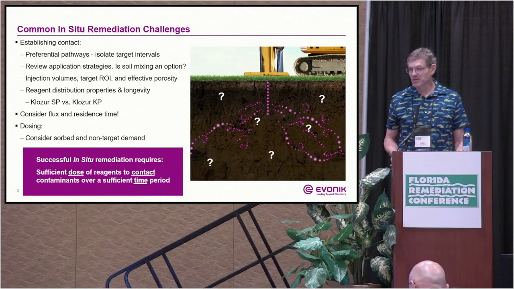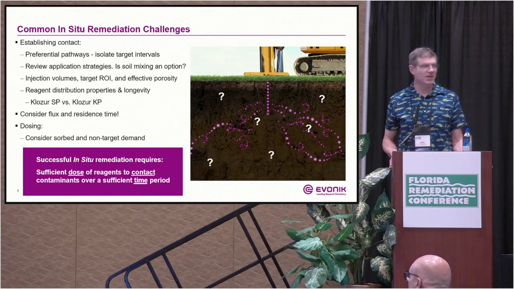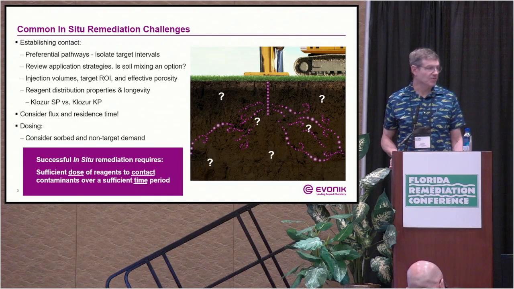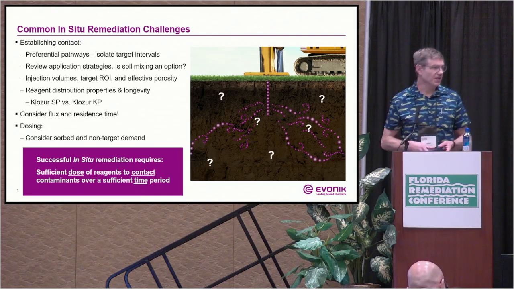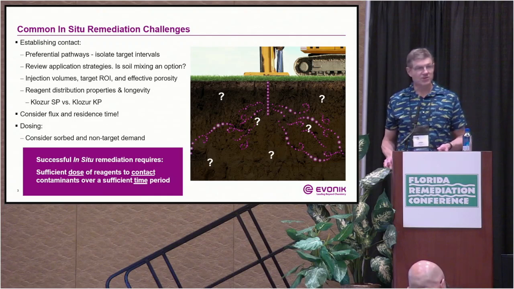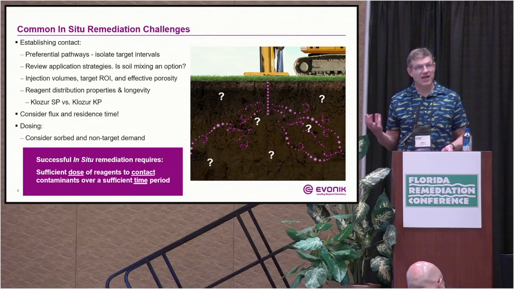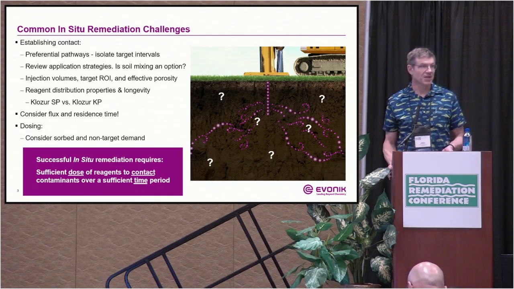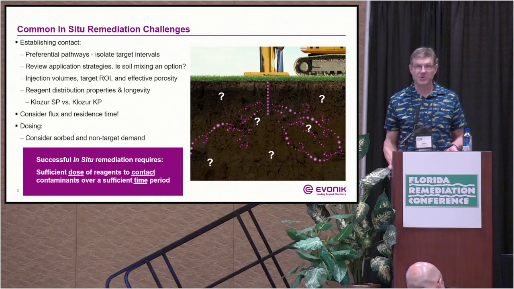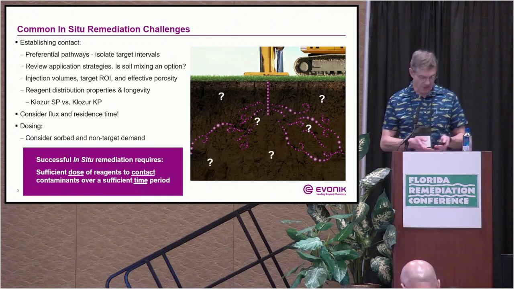We're working with persulfates because that's what we make, and sodium persulfate and potassium persulfate have very different solubilities, which ties into where they're best used. Of course, we have to consider flux and residence time. I've definitely been on sites, and I'm sure you have too, where you do an injection and everything washes away a lot faster than you think. And then, of course, sorbed and non-target demand: how much mass is sorbed onto the soil, how much oxidant will it take, what's the soil oxidant demand of the particular soil. If it's highly organic or has a lot of reduced minerals, it may have a much higher oxidant demand than you expect.